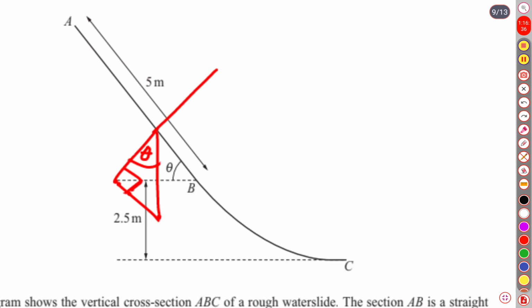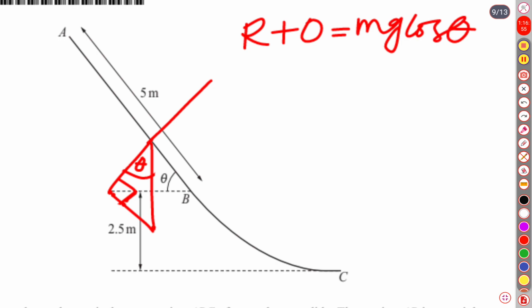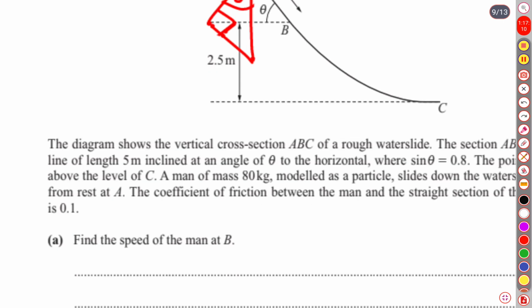Our normal reaction force is going to be R plus, there is no force acting upward, so it is 0. Downward force is Mg cos theta, or our R is going to be mass of the person 80 kg, acceleration due to gravity 10, and cos theta. Okay, we will have to find cos theta also. Let us see what is written about theta. Sin theta is 0.8.